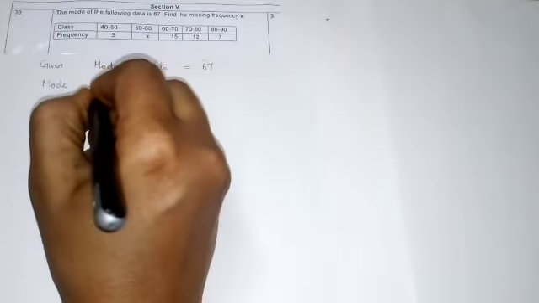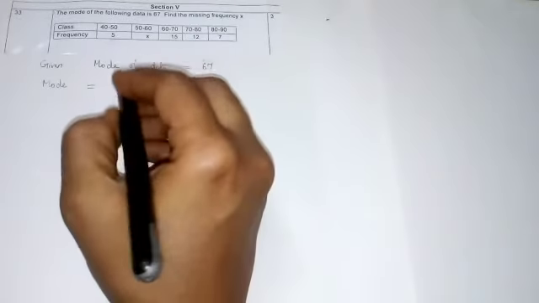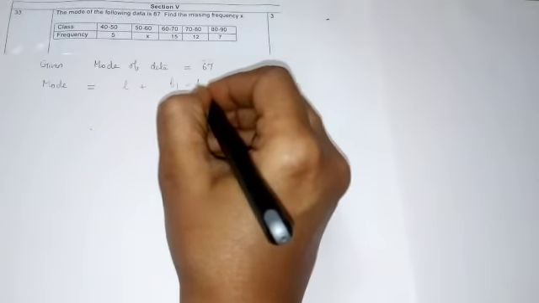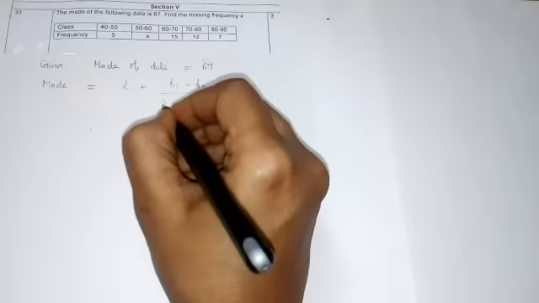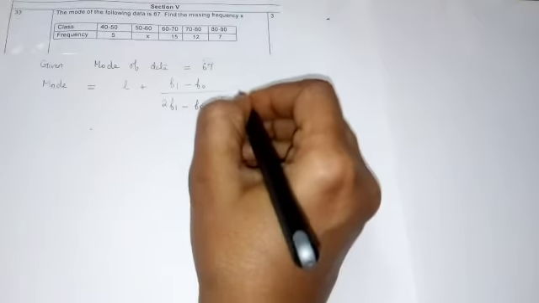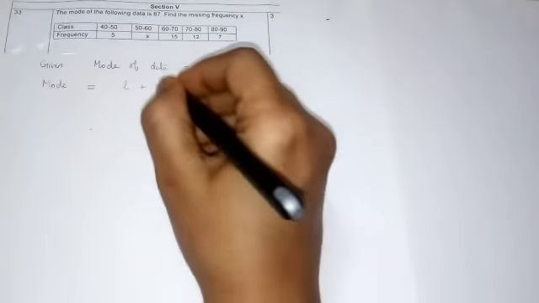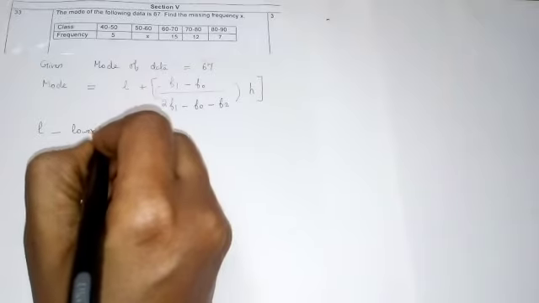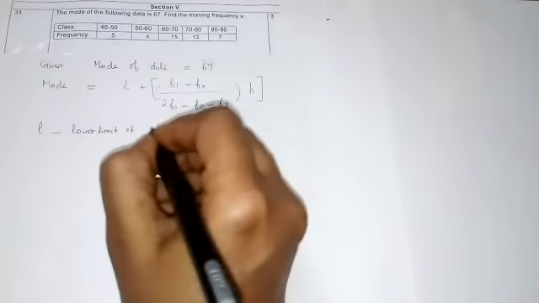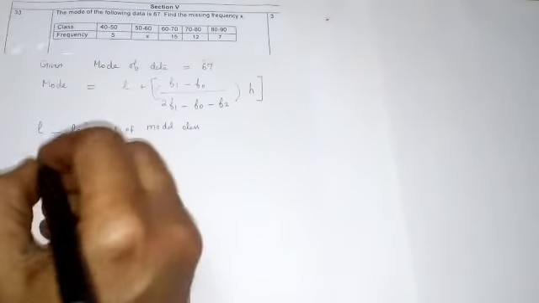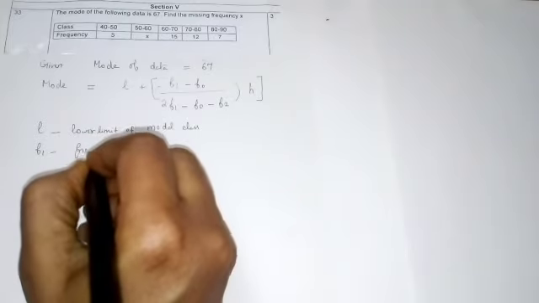The formula of mode is equal to L plus (F1 minus F0) divided by (2F1 minus F0 minus F2), into H. So what is L? L is the lower limit of the modal class. F1 is the frequency of the modal class.